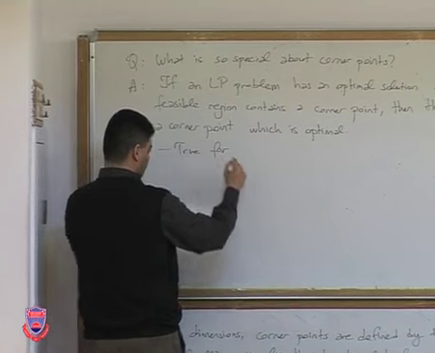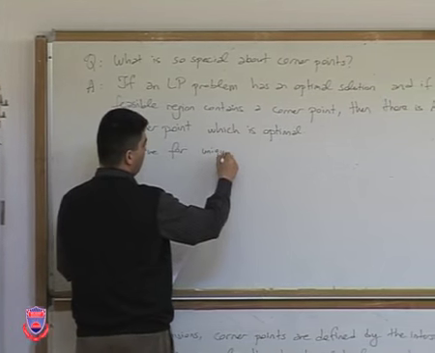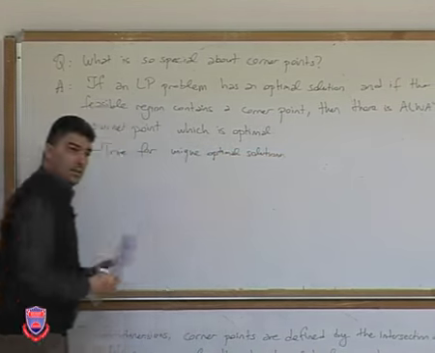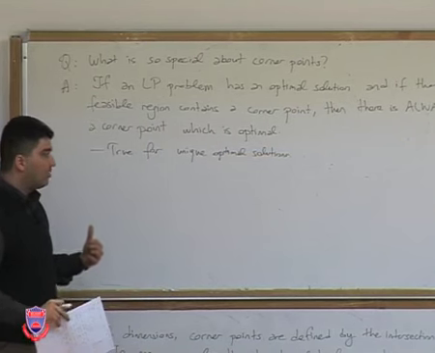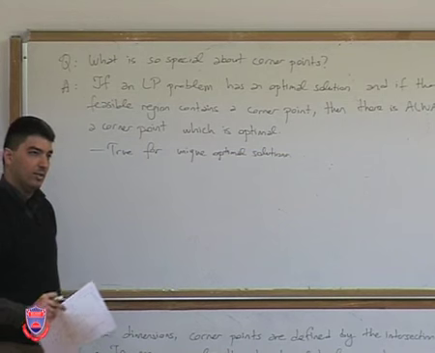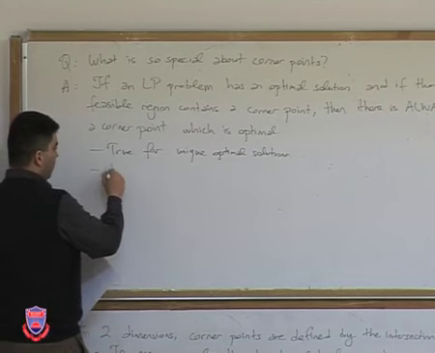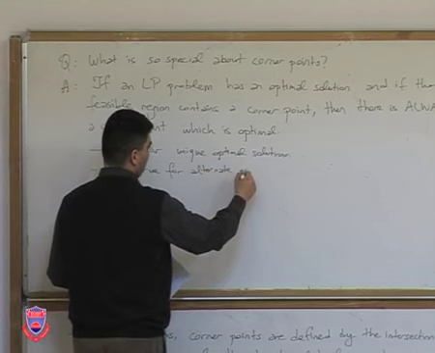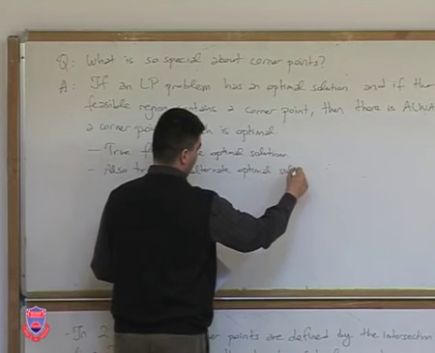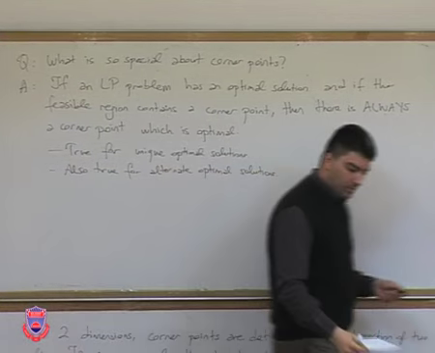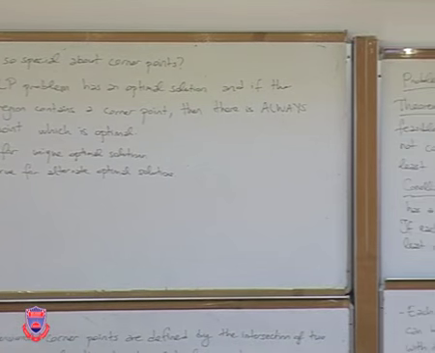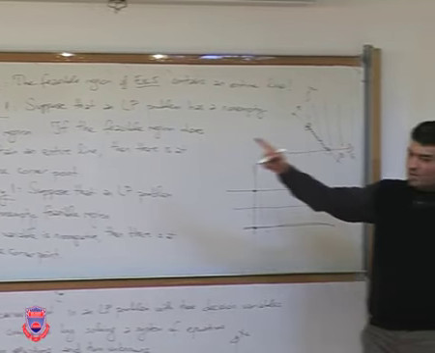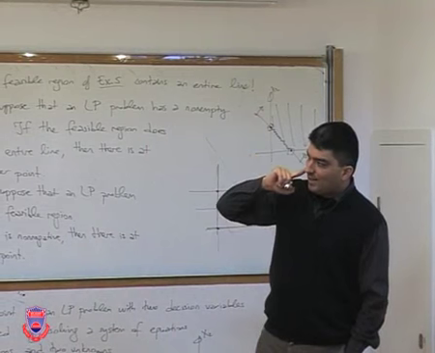Clearly, this is true for unique optimal solutions. If your LP problem has a unique optimal solution, then that solution should always be a corner point. Okay, so we have seen examples of this before. But this is also true for multiple or alternate optimal solutions. So even if your LP problem has alternate optimal solutions, there will still be at least one corner point which is optimal.